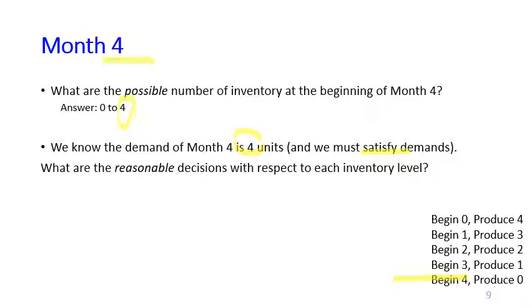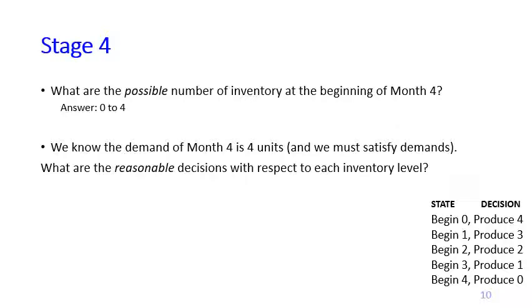On the other extreme, if your beginning inventory equals 0, then the only reasonable decision is producing 4 units. Why is this the case? Because the demand is 4 units and you need to satisfy the demand. And in between, let's say you have 3 units as the beginning inventory, then the reasonable decision is that you produce 1 item. Because the demand is 4, you can satisfy it using 3 units from the beginning inventory plus 1 that you produce.